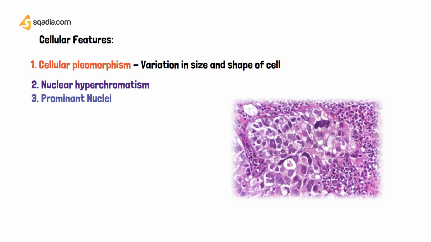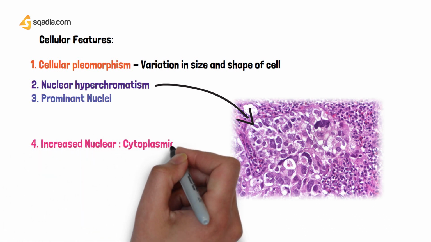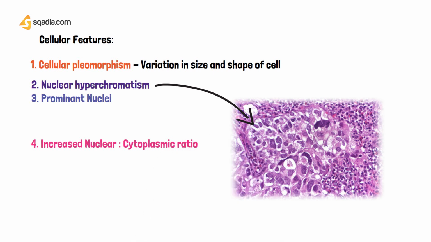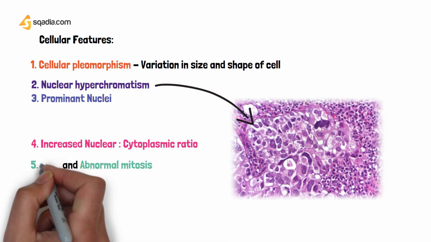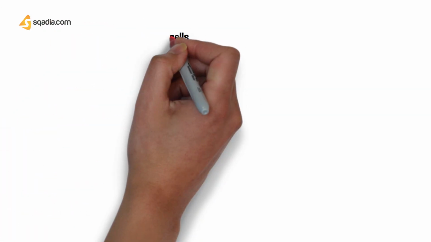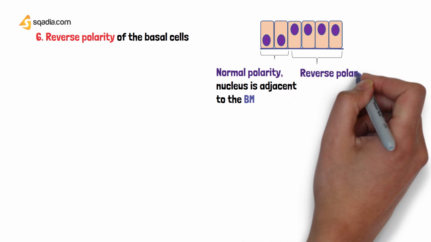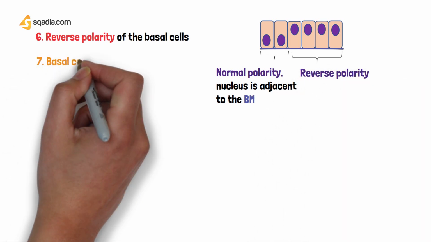A picture here shows us this. Now, we will also see some increased nuclear to cytoplasmic ratio, meaning the nucleus size is bigger as compared to the cytoplasm. And we're also going to be looking at some increased and abnormal mitosis. There is also going to be the presence of reverse polarity. The normal polarity for the basal cells means that the nucleus is present just adjacent to the basement membrane, whereas in reverse polarity, it's going to go opposite, to the other end, away from the basement membrane.